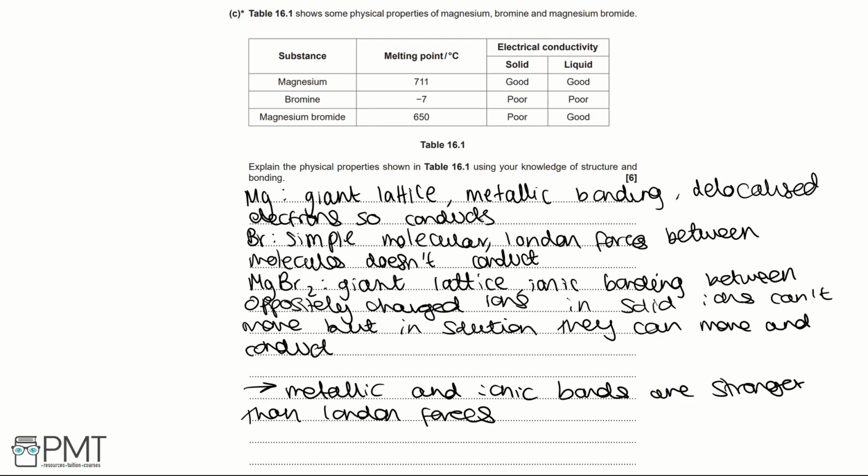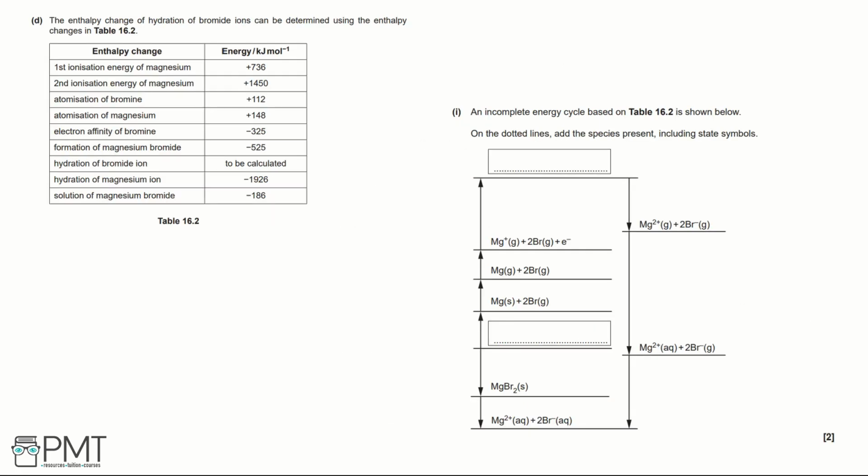But because it's a level response question, there aren't specific marking points. It's the way you lay out your question and how accurate it is. Part D. The enthalpy change of hydration of bromide ions can be determined using the enthalpy changes in table 16.2. Part 1. An incomplete energy cycle based on table 16.2 is shown below. On the dotted lines, add the species present, including state symbols.